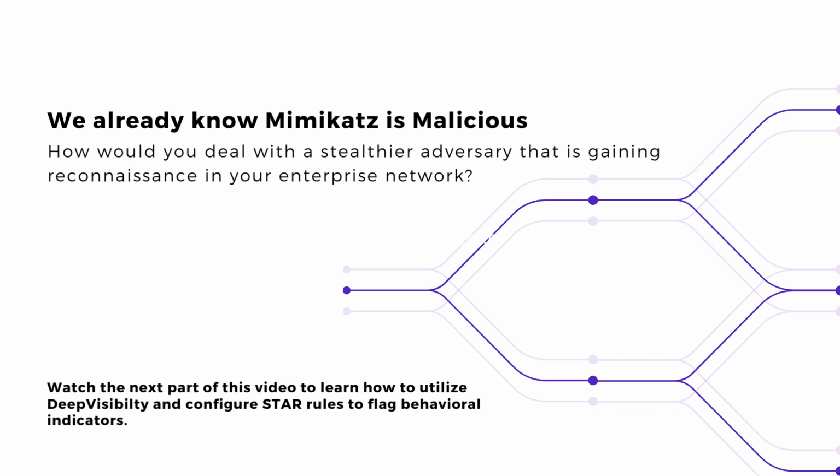So we already know that Mimikatz is malicious. Now, if you wanted to find something that was less blatantly malicious, for instance, something getting reconnaissance on your machine, just like if a hacking group were to enter your enterprise and gain reconnaissance first before actually applying any damage, we're going to cover that in the next video, where we're going to configure deep visibility and Star rules to detect screen captures from a remote adversary.